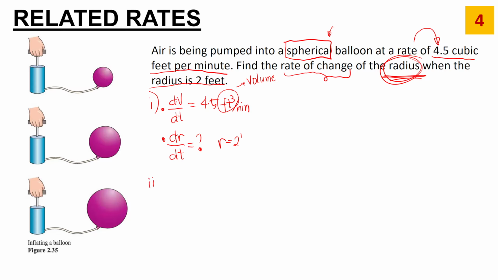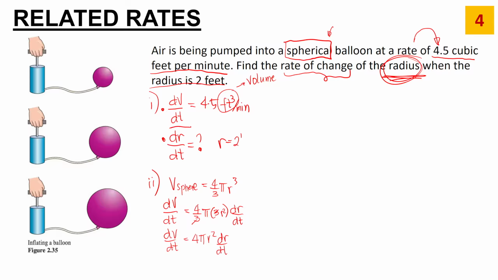Since we have a spherical balloon, we know that the volume of the sphere is equal to 4/3 pi r cubed. And if we differentiate the volume of the sphere with respect to time, we will have 4/3 pi times 3 r squared. And since we are differentiating with respect to time, don't forget dr over dt. We just cancel the 3 here, so we have dV over dt is equal to 4 pi r squared dr over dt.